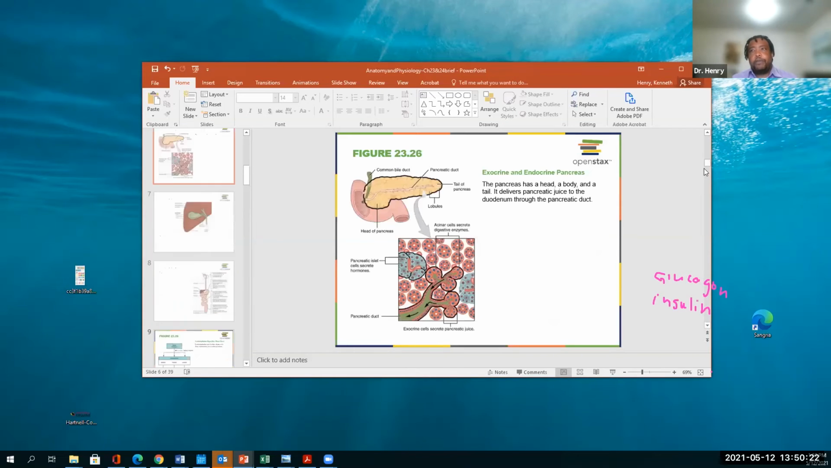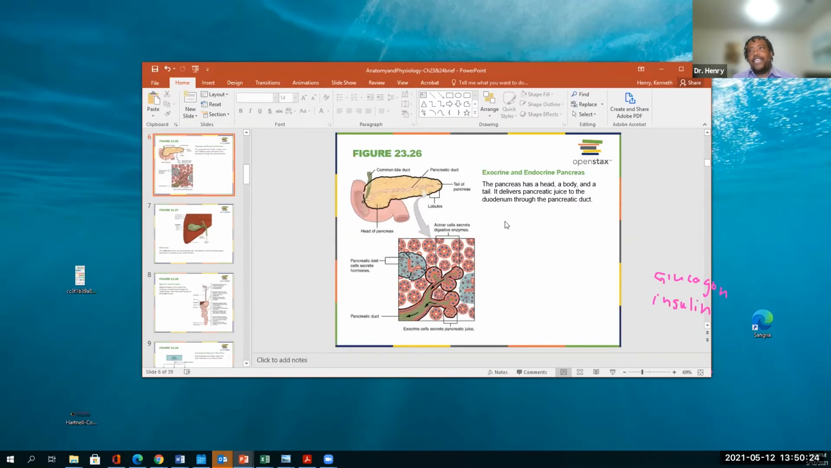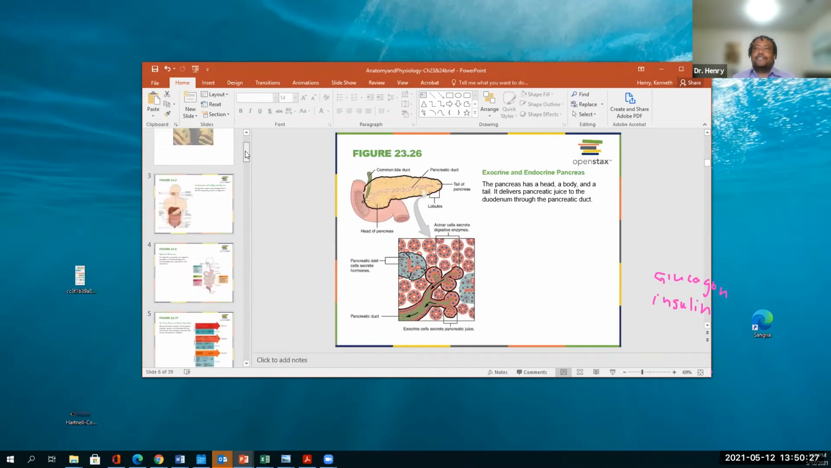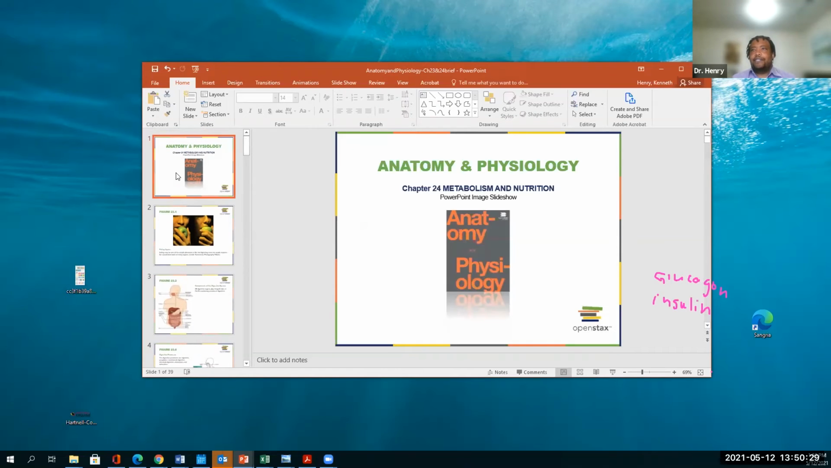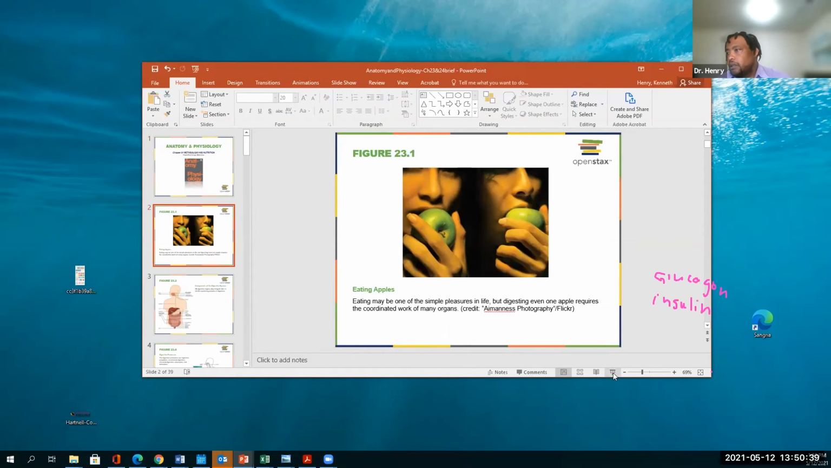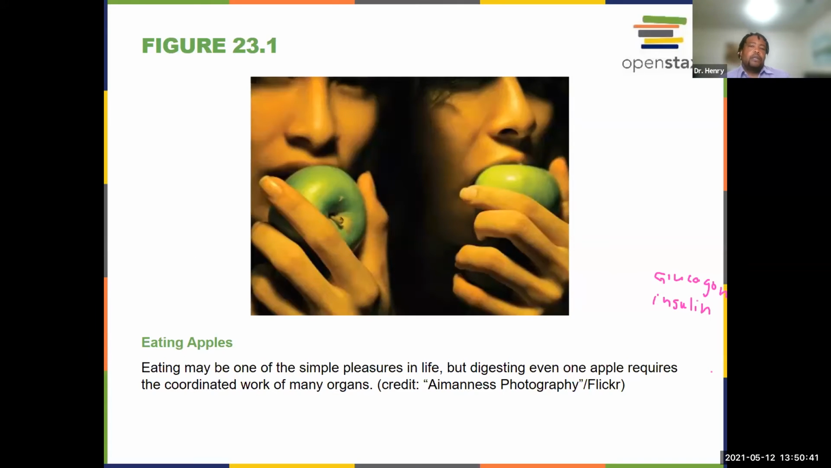Okay, so we're going to skip to chapter 23-ish. Chapter 23 basically deals with the digestive system, even though it says metabolism here. Let me fix that. This is going to be very, very brief. We are not going to go over all of chapter 23. We're just going to go over some of the components that deal with the physiological aspects of it.